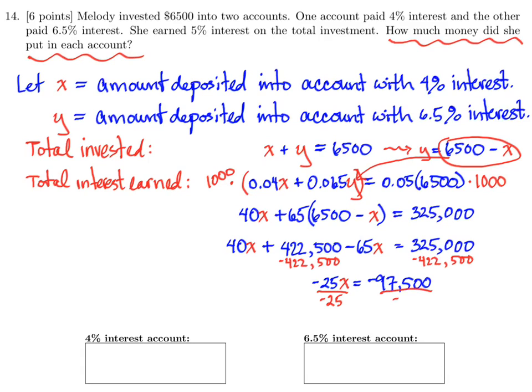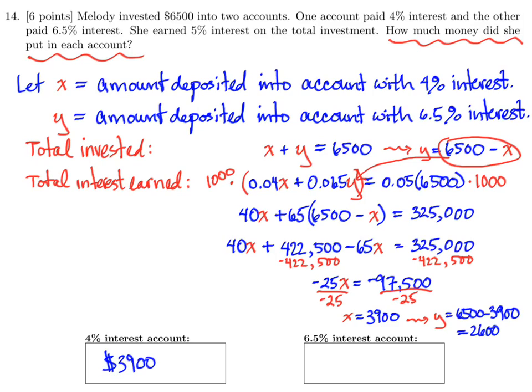Now I'm going to divide both sides by negative 25. So on the left, I get x. On the right, I get 3,900. So it looks like that's the amount she invested in the 4% account. To get the other amount, I'm going to use that equation for y. y is equal to 6,500 minus x, so y is equal to 2,600. So I can check my answers by plugging into both of the equations. And clearly they add up to 6,500, so that's good.